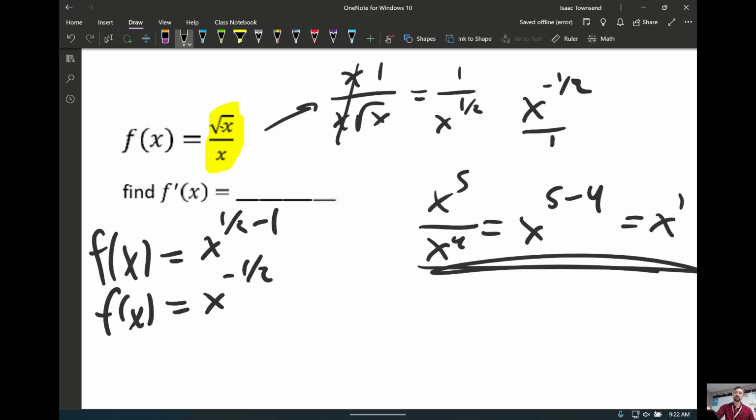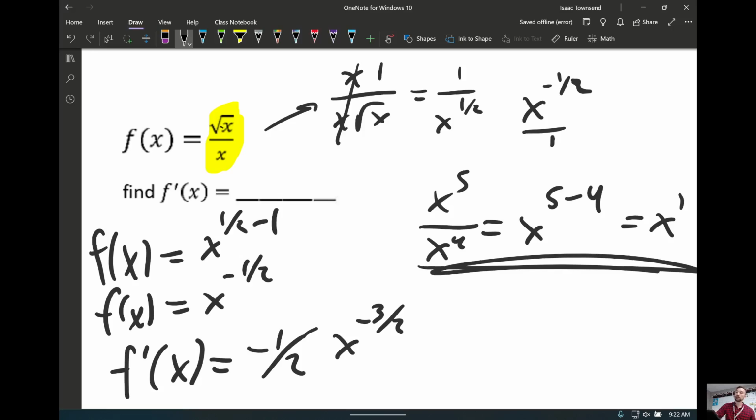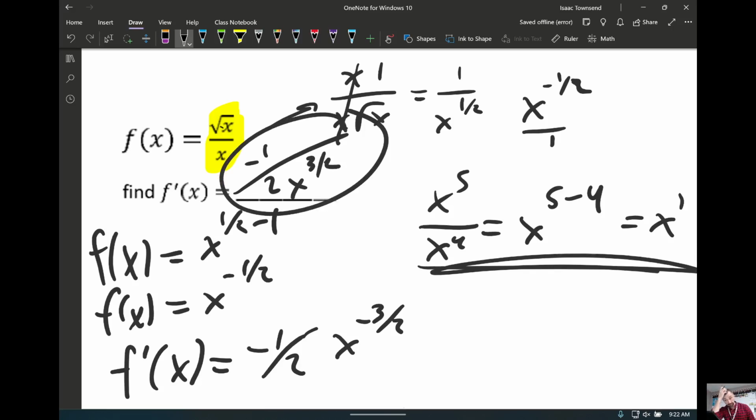So I'm not saying my way is the better way, but ultimately you've got to make it look in the right format before you even think about doing calculus. Now we can do the power rule. Bring the power down, lower the power by 1, and if you have a negative exponent, it needs to move to the other side of a fraction to become a positive exponent.